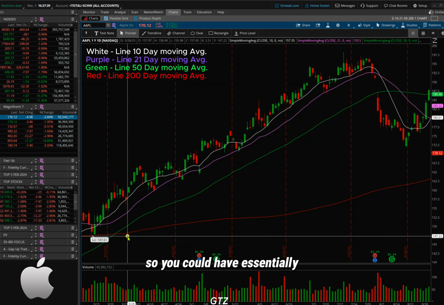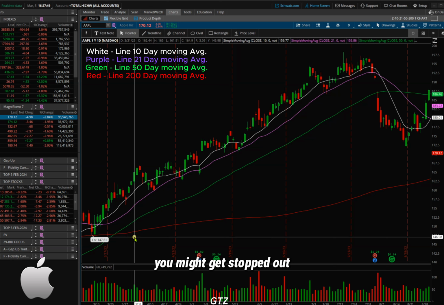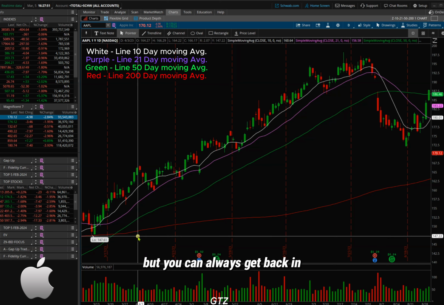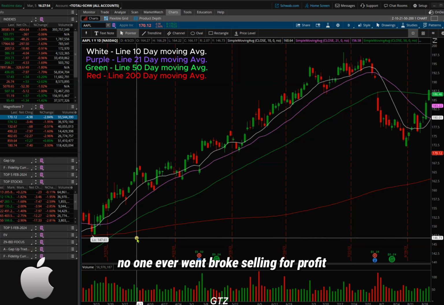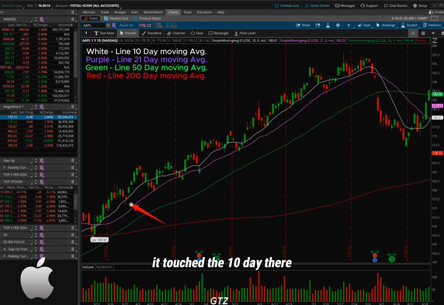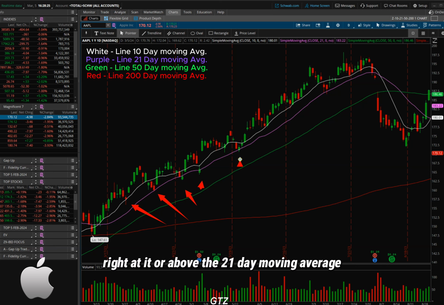So once you got into the stock and took your position, you could have placed your stop a little below the 21-day moving average. You might get stopped out, you might not, but you can always get back in. No one ever went broke selling for a profit. Keep that in mind. It touched the 10-day there and bounced off of it. It touched the 21-day and bounced off of it. It closes right at the 21-day moving average or above it.